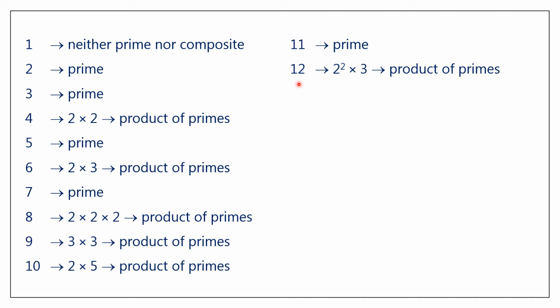12 is a composite number. I can write this as 2 square into 3. 2 square is 4, 4 into 3 is 12. Here 2 and 3 are primes. That means 12 can be expressed as a product of primes. 13 is a prime number already.